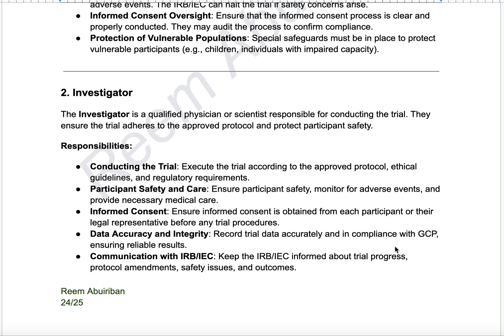Informed consent: ensure informed consent is obtained from each participant or their legal representative before any trial procedures. Data accuracy and integrity: record the trial data accurately and in compliance with GCP, ensuring reliable results. Communication with the IRB or IEC: keep the IRB and IEC informed about the trial progress, protocol amendments, safety issues, and outcomes.